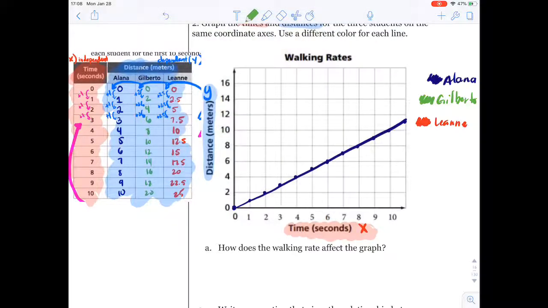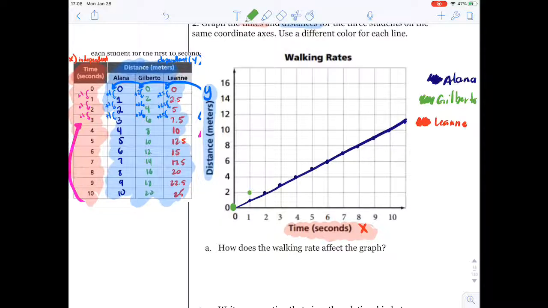Gilberto starts off at 0, 0 also. 0 distance, 0 seconds. Here it is. At 1 second, he's at 2 meters. You can pause the video here so you guys can finish the graphs, finish Gilberto and Leanne. Okay, so go ahead and pause the video, work for about 5 minutes or so or less, and then hit play again.